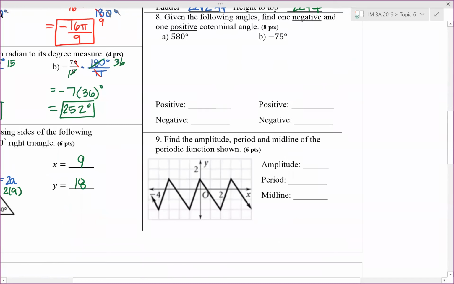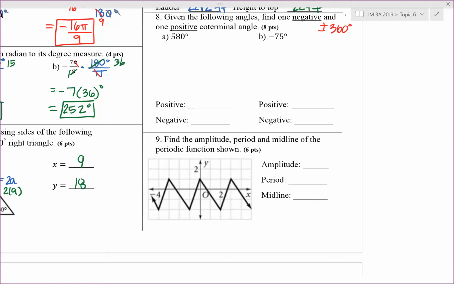Question 8 is asking us to find one negative and one positive coterminal angle. So remember that if I'm in degrees, that means that I'm going to have to add and subtract 360 in order to get these answers. So what I would do is if the problem is positive, so if I'm given 580, what I want to do first is subtract first. And then I can always go back and add later if I need to. If the problem is negative, so if I'm given negative 75, I want to add 360 first, because if I need to subtract, I can go back and subtract later.